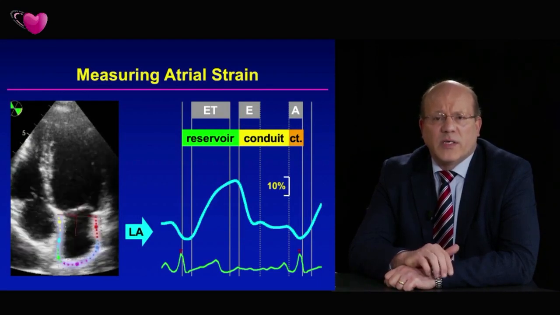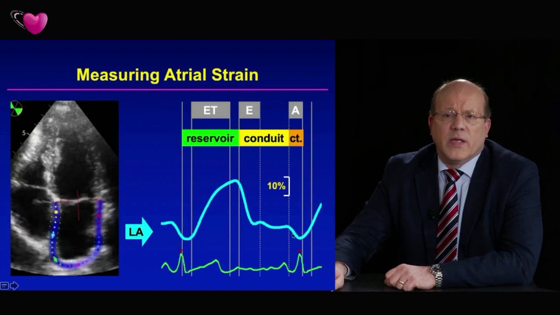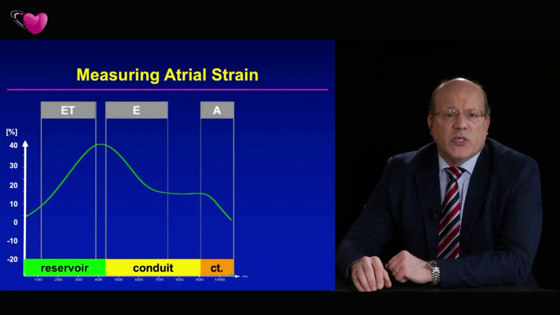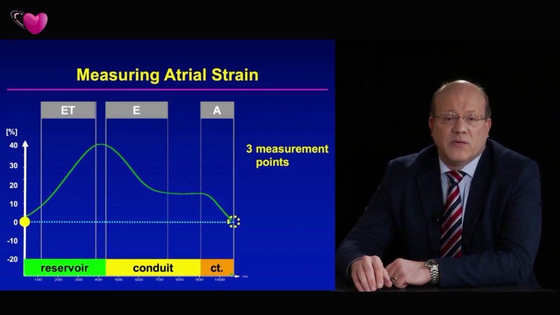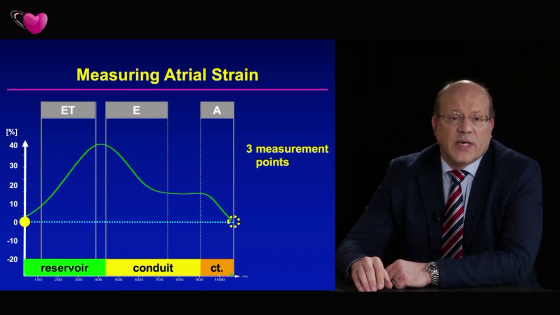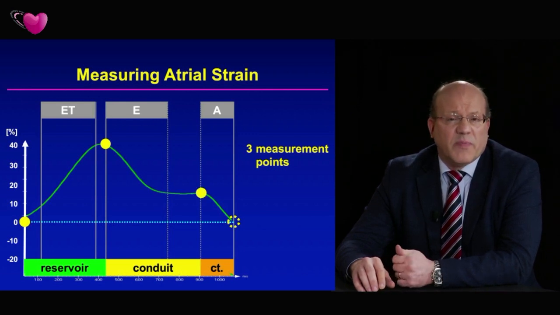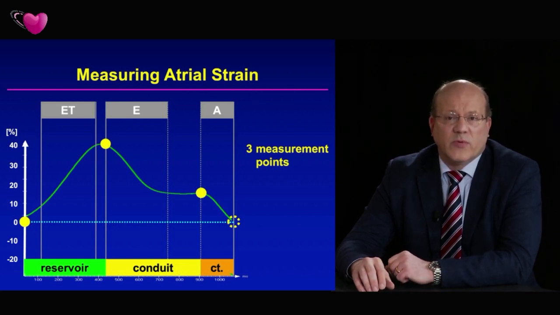Usually there's a flat part in the diastasis, and you have another downslope of the curve in the contraction phase of the atrium. How do we measure strain in such a curve? We start with the baseline, which is at 0, and that's usually set at end diastole. And then we measure two other points. One point is at the maximum deflection of the curve, which is shown here with a yellow dot, and then a second point right before the onset of this downslope when the contraction of the atrium begins.